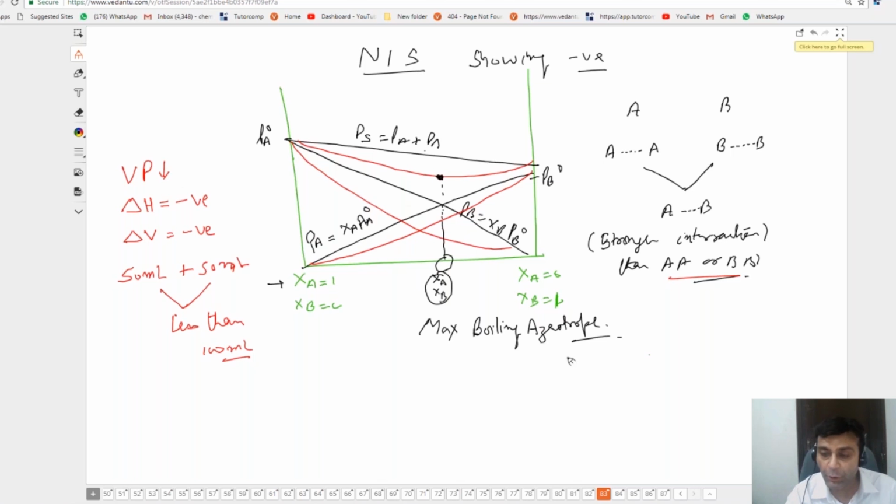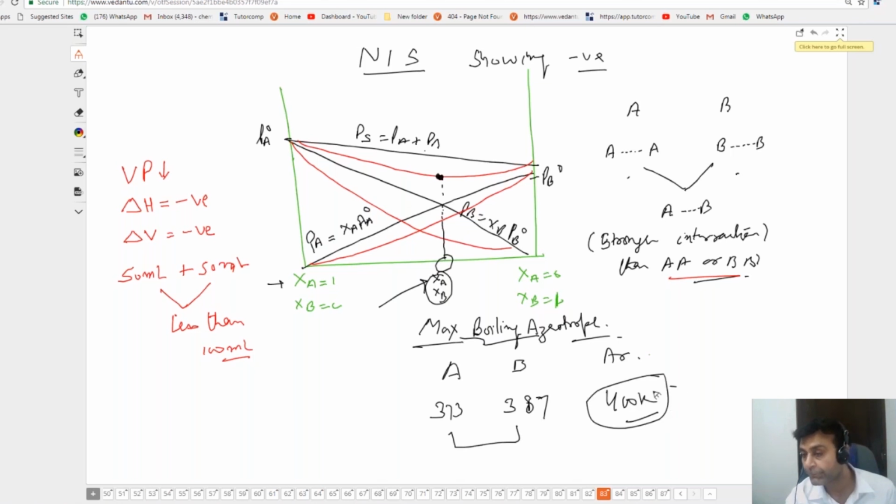And at this particular concentration, where the vapor pressure is minimum as compared to A or B, the boiling point will be maximum. So we call it the maximum boiling azeotrope. Suppose A has a boiling point of 373 Kelvin, B has a boiling point of 387 Kelvin, but at the azeotropic point, the boiling point will be greater than both of these. Let it be equal to 400 Kelvin. Am I clear? Fine.